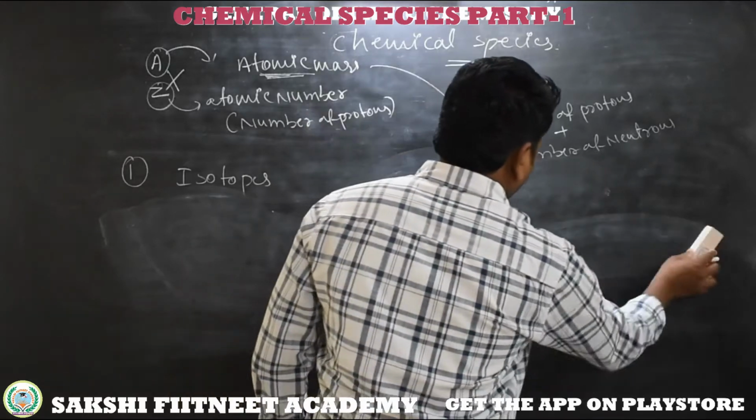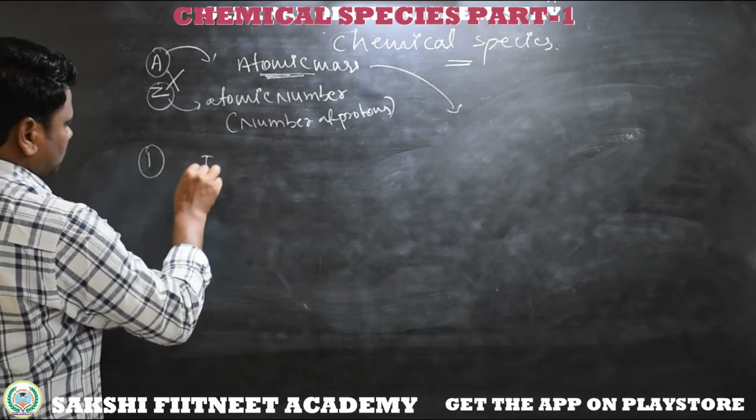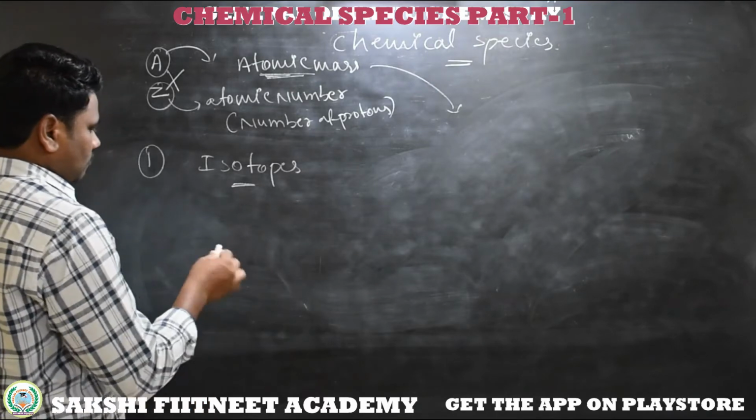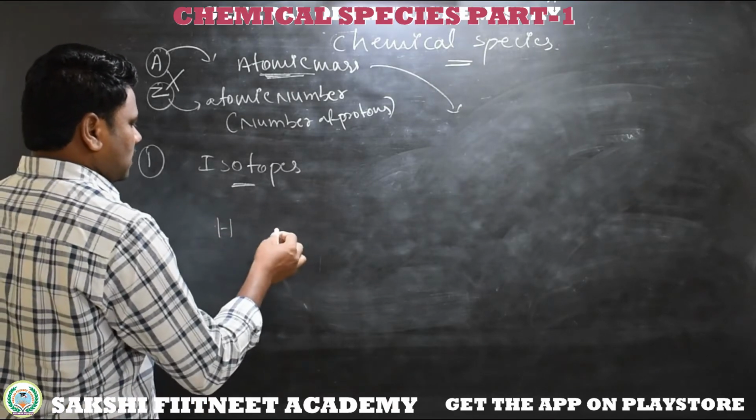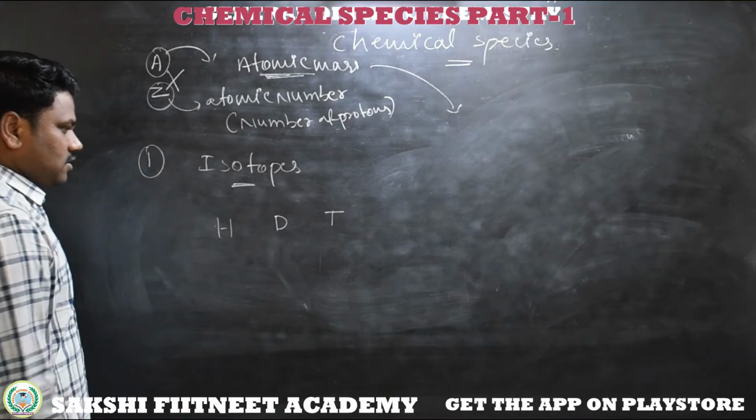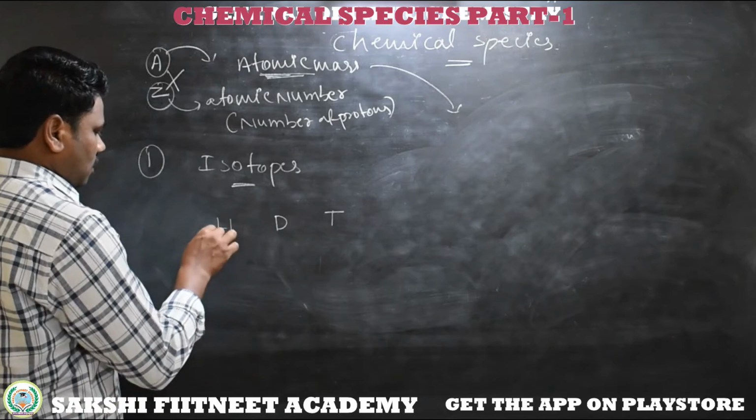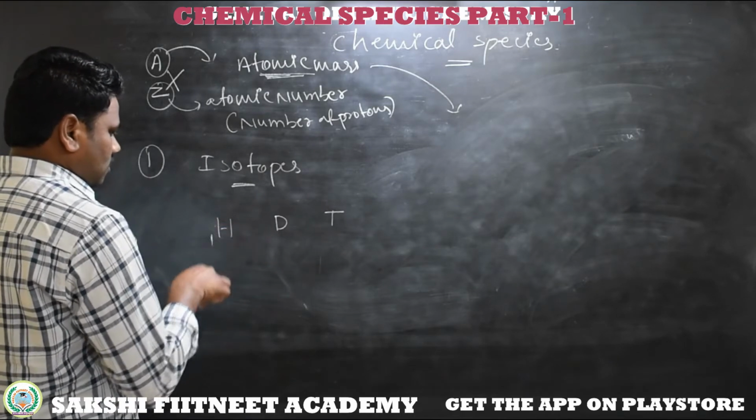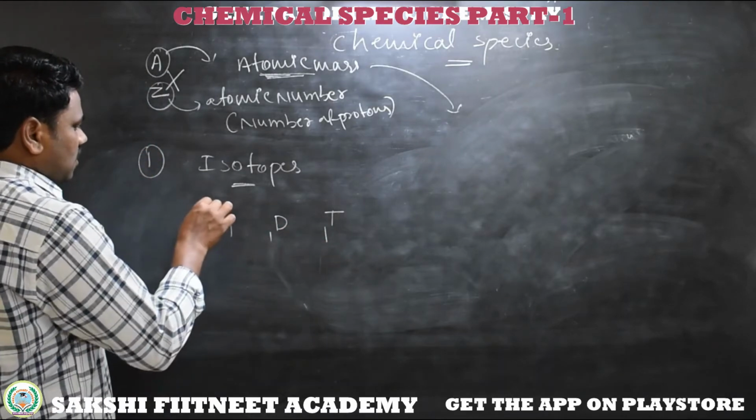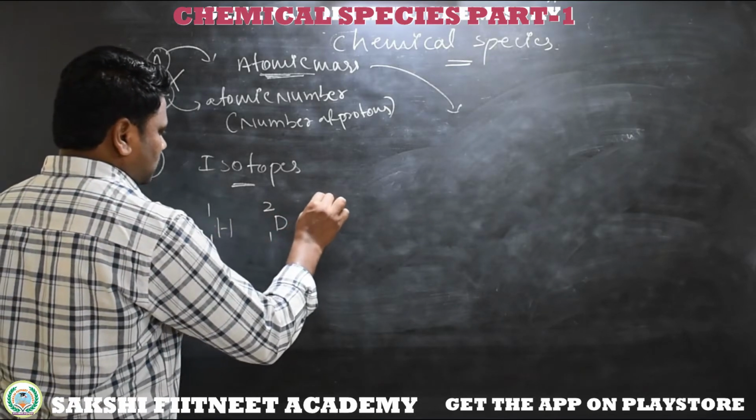Now we will begin with the isotopes. What are isotopes? Simple: the atoms of the same element. Here I am taking hydrogen, deuterium, and tritium as an example. These belong to the same element. Hydrogen has atomic number 1, deuterium atomic number 1, tritium atomic number 1. But coming to the mass, hydrogen's atomic mass is 1, deuterium's atomic mass is 2, tritium's atomic mass is 3.